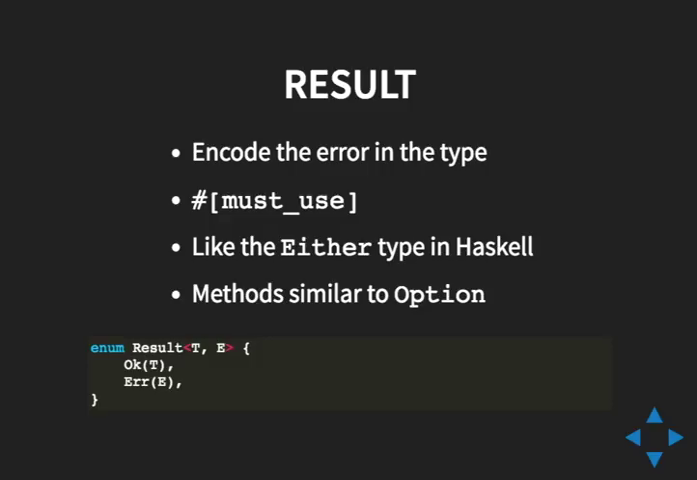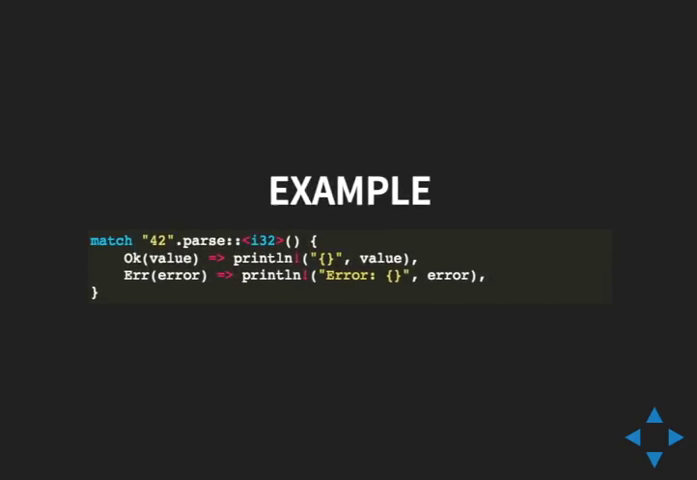It is very similar to the Either type in Haskell, and it provides many methods that are similar to the ones I just showed you for the option type. Here we have an example. We call the parse function over a string, and we specify that we want an i32 back. This function can fail, so it returns a result. Here we have a pattern match over this, and if it is Ok, if we were able to parse the value, we just print the value, but if there was an error, we print this error.